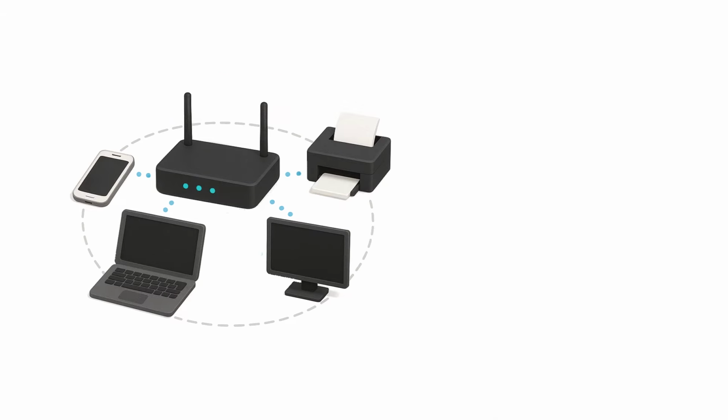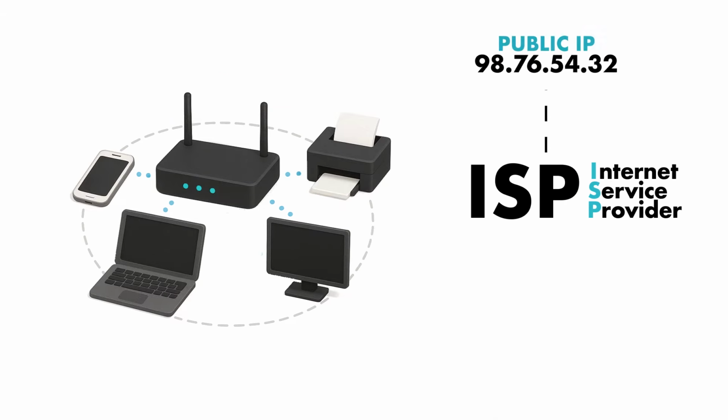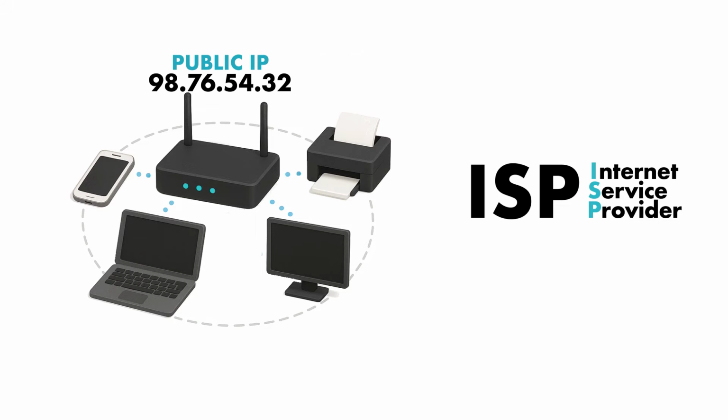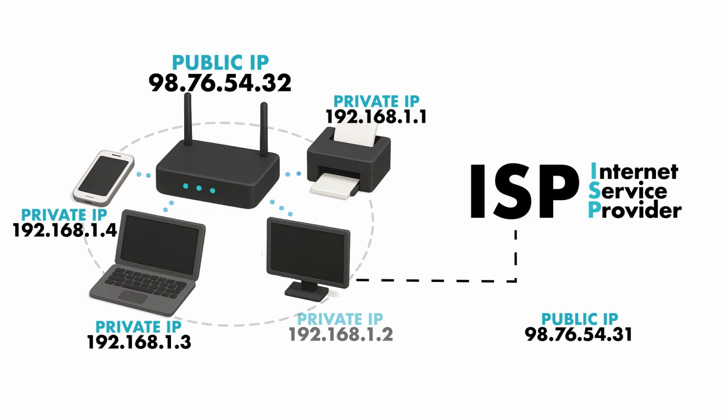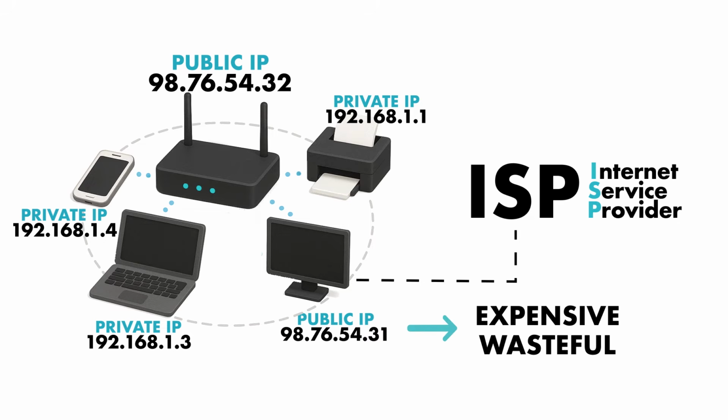Inside a local network, multiple devices share one public IP assigned by the ISP to your router. The router then assigns each device a private IP, usually automatically, though you can set it manually. In theory, every device could request its own public IP from the ISP, but that would be expensive and wasteful.